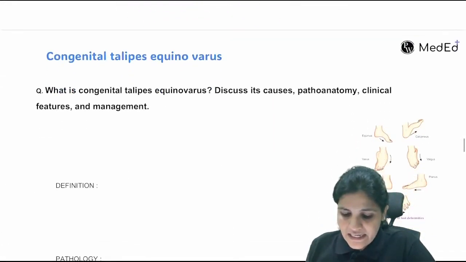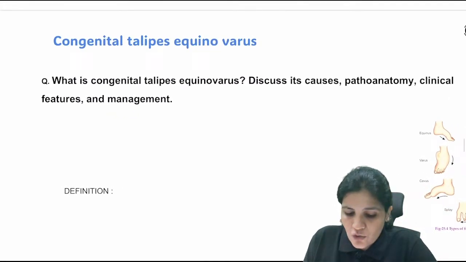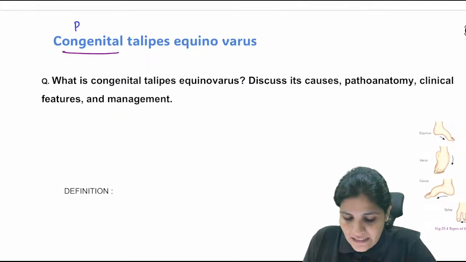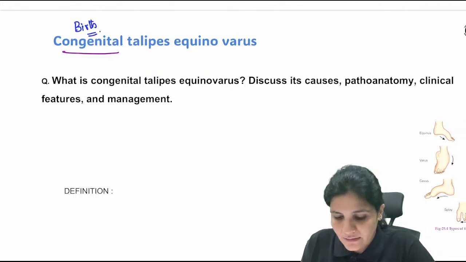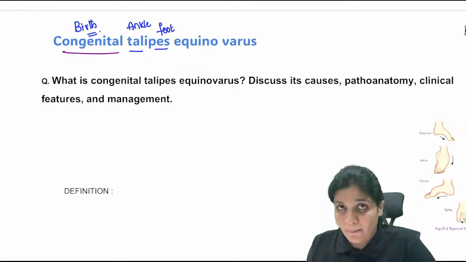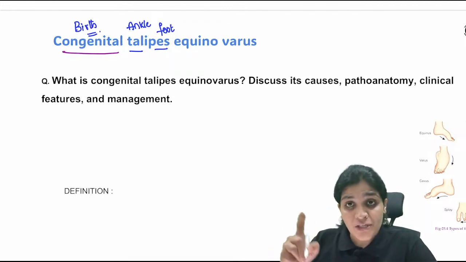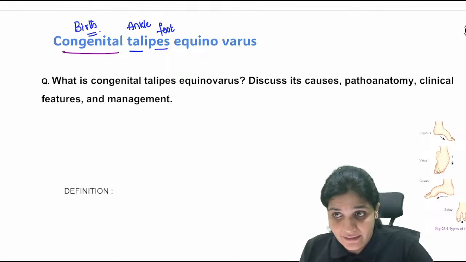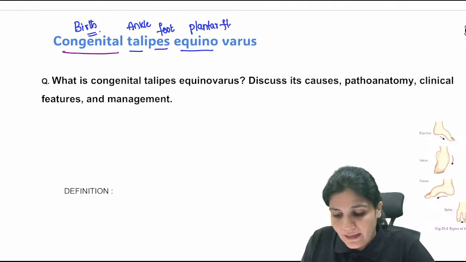And now this is congenital talipes equinovarus. What do you mean by congenital? Congenital means it is from birth, during birth. And talipes: talus and pes. What is talus? What is pes? Talus is nothing but the ankle. Pes is nothing but the foot. So this is a birth condition in which the ankle and foot are affected. How is it affected? The foot is going into equinus, that is plantar flexion, and is going into varus.